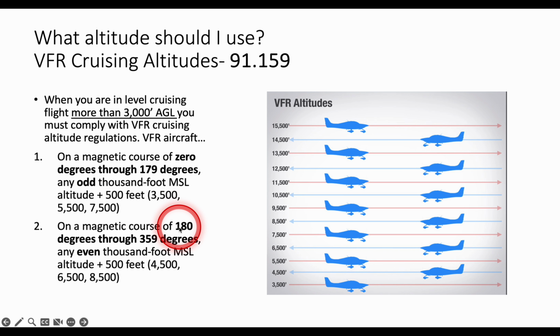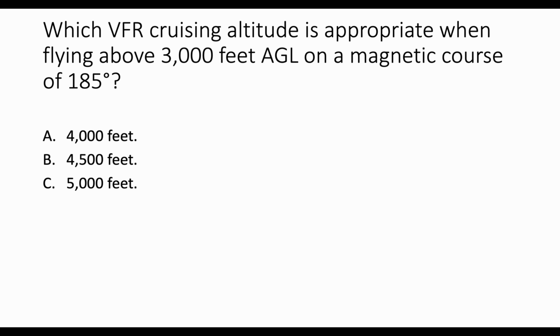And if you're flying between 180 degrees through 359 or west, pick an even altitude plus 500 feet: 4,500, 6,500, 8,500. So that's one of the considerations we make when determining altitude for a flight. So here's an example of a written test question you could see. Which VFR cruising altitude is appropriate when flying above 3,000 feet AGL on a magnetic course of 185 degrees? So if you remember, 180 through 359 is going to be even plus 500.